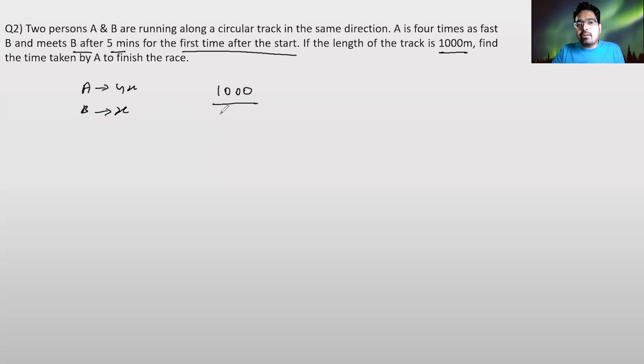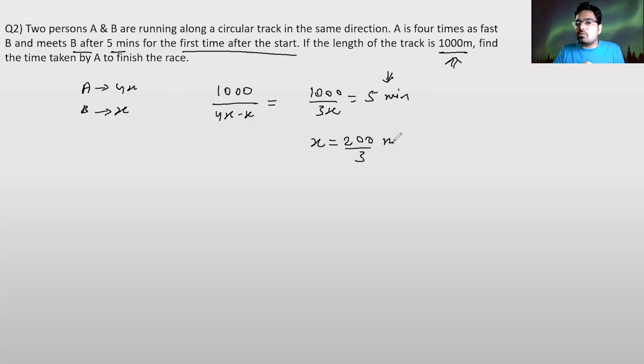If they are moving in the same direction, then when will be their first meeting? 1000 divided by 4x minus x. Correct? That will be their relative speed because they are moving in the same direction. So 1000 by 3x is given to me as 5 minutes. So what will be the value of x? x in that case would turn out to be 200 by 3. Now remember, this distance was in meters and this 5 was in minutes. So effectively the unit is meters per minute.